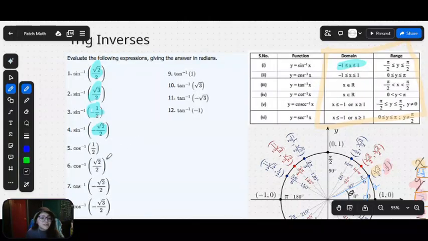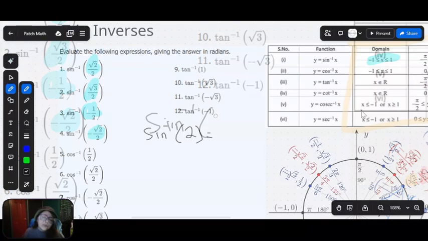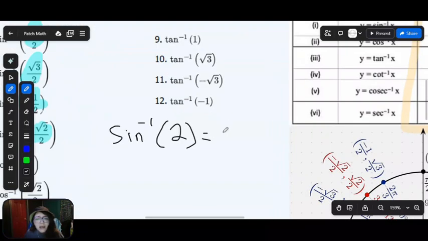However, some resources aren't so kind, and they might ask you for sine inverse of, and they usually write it in a way that's difficult to see. But let's go ahead and just look at an outlier that we can see cleanly in our head. 2. Can we plug 2 into the domain? Where is 2 in the domain for sine inverse? No, it's not. It's greater than 1. It's not in our domain. The solution to this one is undefined.